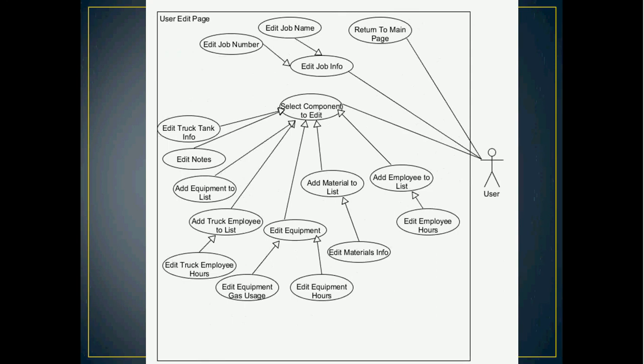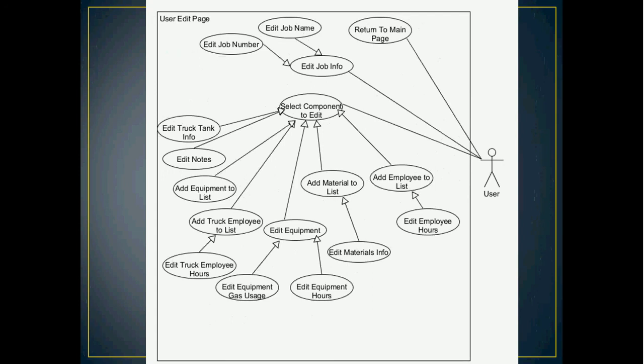Now this is the use case diagram for the edit page. At first, the user will be able to edit the job information, such as the job name and job number, but when the user selects a specific component to edit from a drop-down list, they can edit that component's info. The available options will be to edit a truck's tank info. This will be for if the job site manager drives a fuel truck to deliver fuel to equipment.